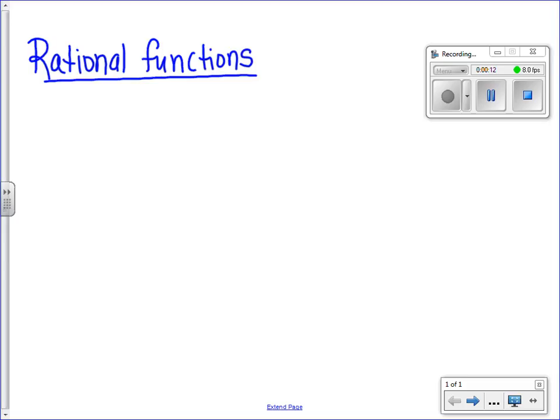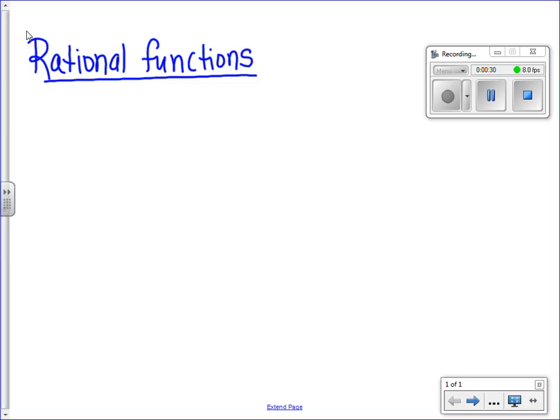We talked briefly at the beginning of the year about rational functions. We mostly talked about what they were and how to add them, subtract them, multiply and divide. That's what we did with rational functions at the beginning of the year. We're going to start graphing them and using them for things.